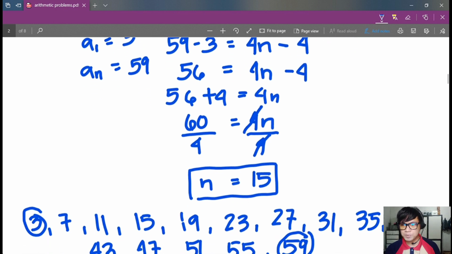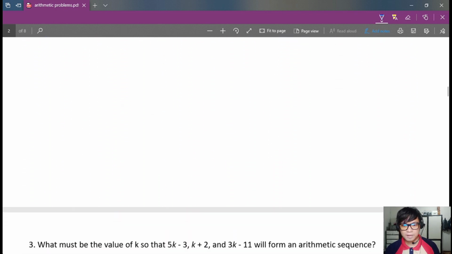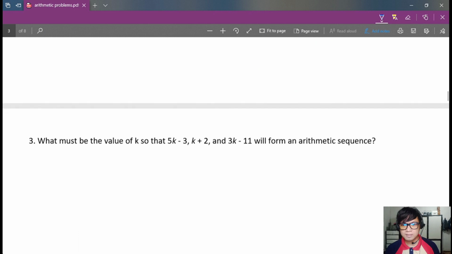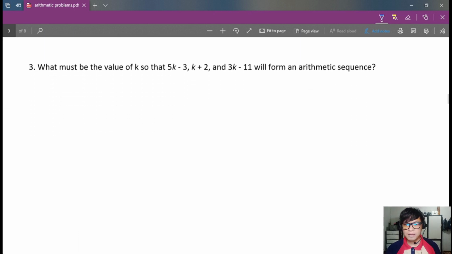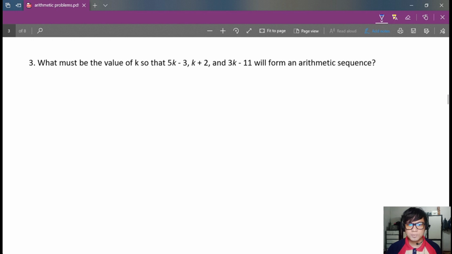Okay, next, let's proceed to number 3. Okay, ito medyo may application ng algebra dito kasi may mga variable tayo dito. What must be the value of k so that 5k minus 3, k plus 2, and 3k minus 11 will form an arithmetic sequence? In this problem, we're looking for the value of k. So, marami tayo ditong gagawin.